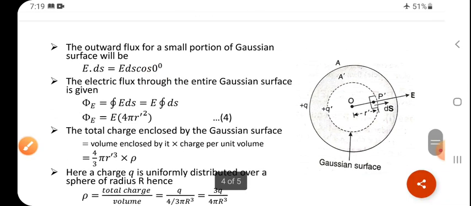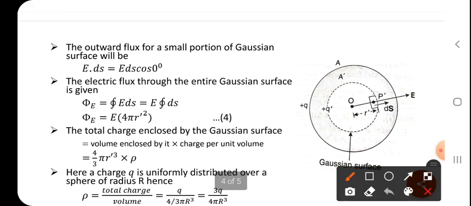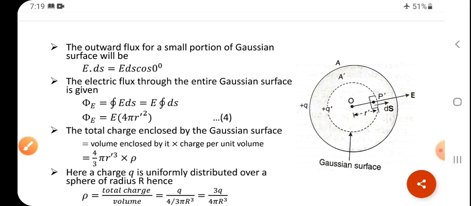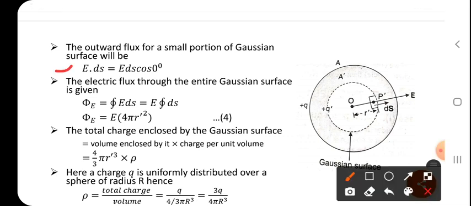While you are preparing your notes, you must write just above here: E dot dS is equal to E dS cos theta. After writing cos theta, then substitute this value, and write this line. First you write that, and next this. Now, electric flux through the entire Gaussian surface is given by phi_E is equal to integral of E dot dS. Cos theta value is already written, so finally we get E dS only.